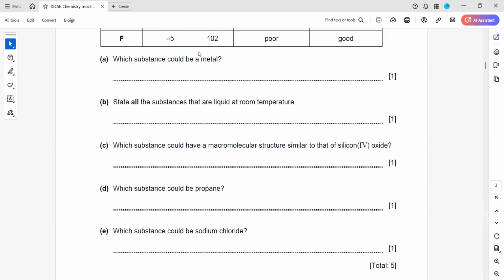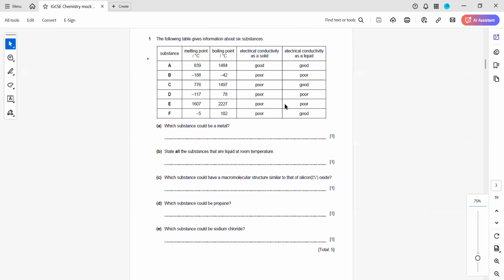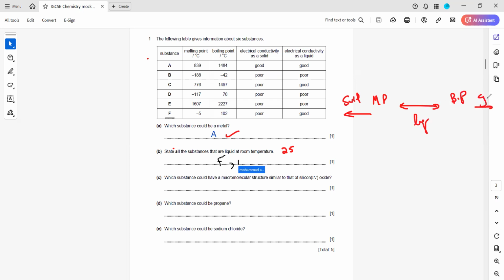So which substance could be a metal here? So A could be a metal. State all the substances that are liquid at room temperature. Room temperature, we will take 25. The state of a substance before its melting point is solid. Between the melting and the boiling point, the substance is a liquid. And after the boiling point, the substance is a gas.